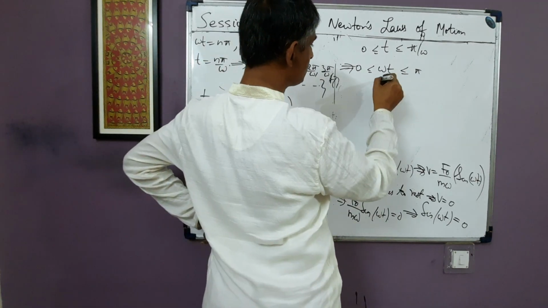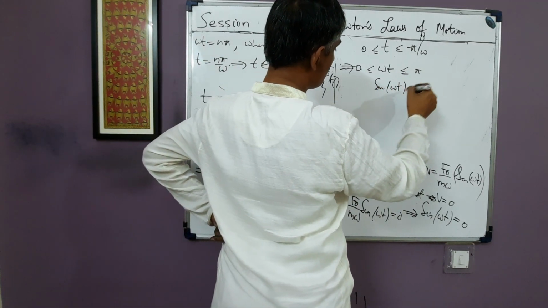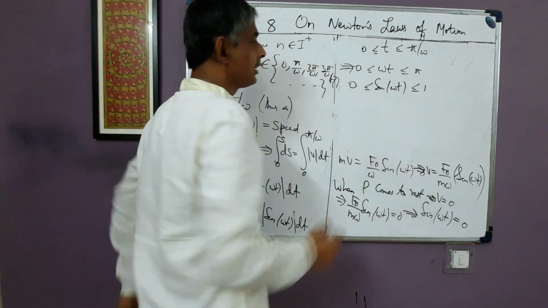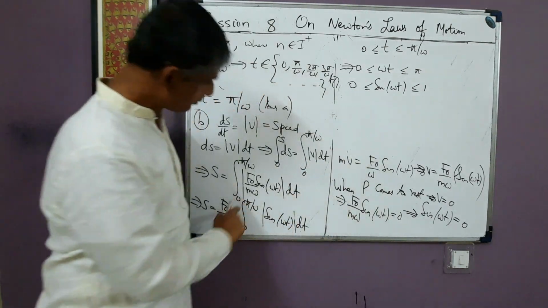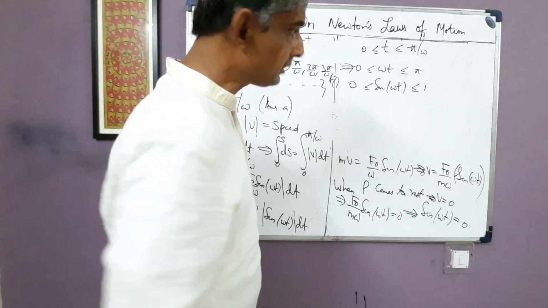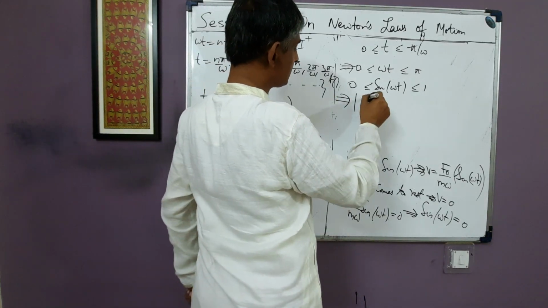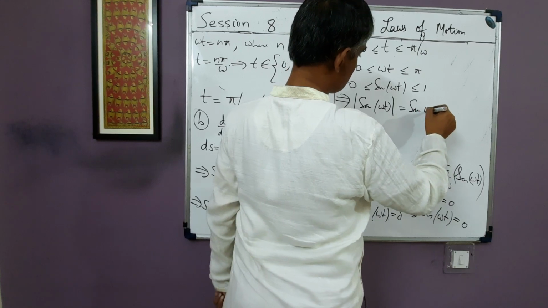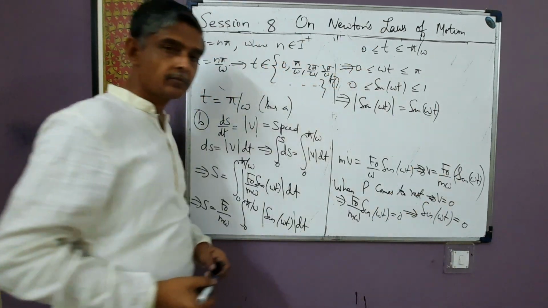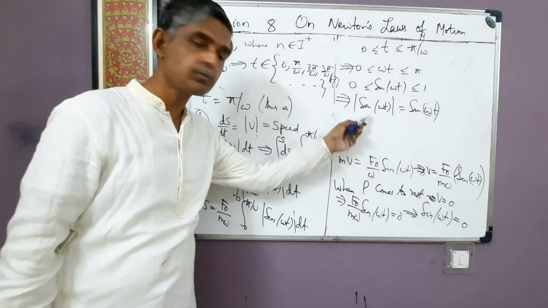This means omega t lies between 0 and pi. Now in 0 to pi we know that sin omega t lies between 0 and 1. It is a non-negative quantity. So in this interval 0 to pi by omega, sin omega t is non-negative. So in this time interval of interest, mod sin omega t is nothing but sin omega t itself. The modulus sign can be removed because it is positive by itself.